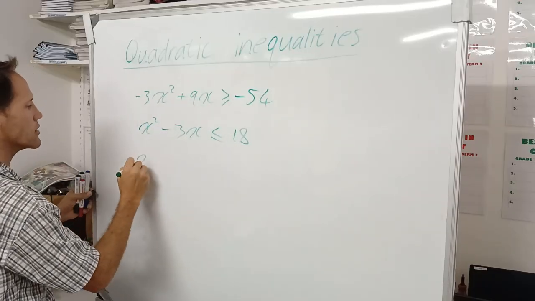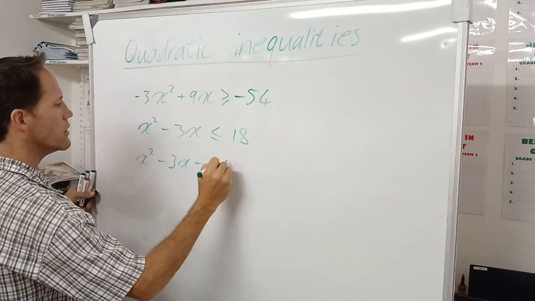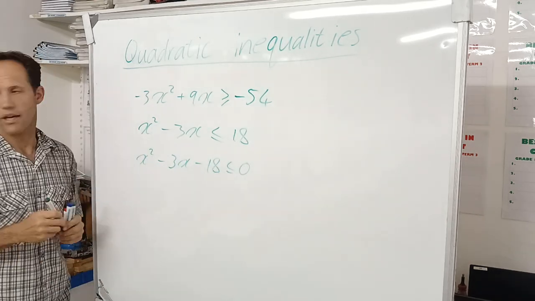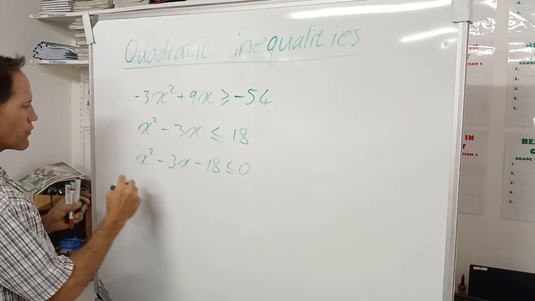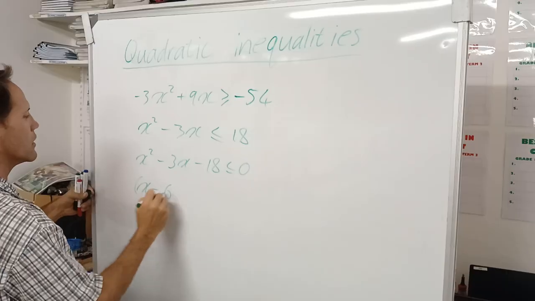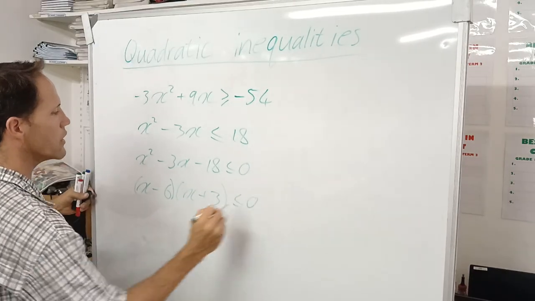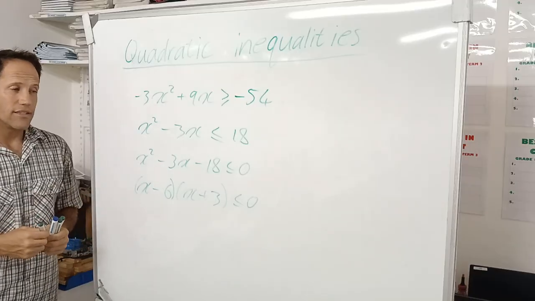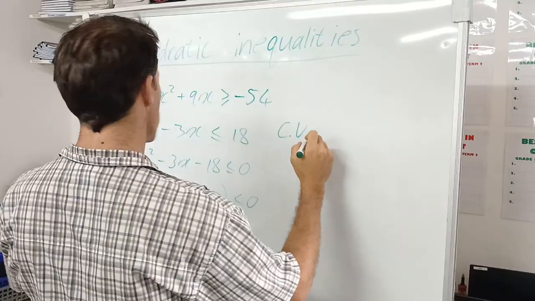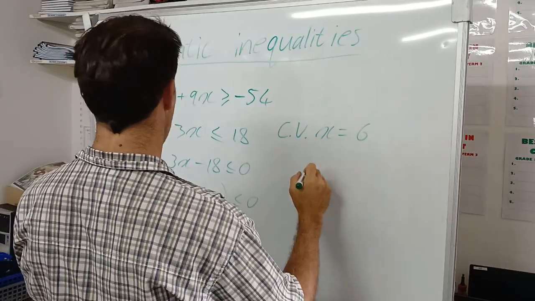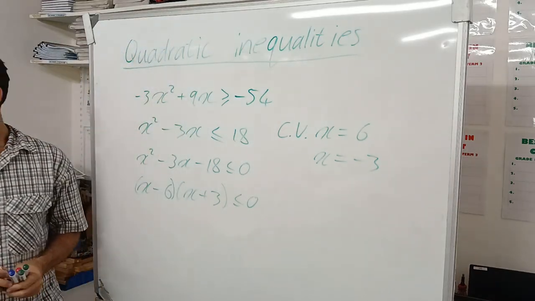Now we can take the 18 over and we get minus 18, smaller equal to 0. Okay, take it over, get it in standard form so that you can factorize. So we're going to have x minus 6 and x plus 3, smaller equal to 0. And then you can see your critical values. If you want to, you can write it next to it. You can write it here. Critical values, x equal to 6 and x equal to negative 3. Okay, there's your critical values.